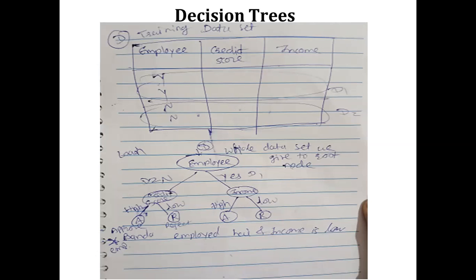So likewise, the basic idea of the decision tree is clear: what a decision tree is, how it is built, and where it is useful. It is useful in classification and regression, which we already saw.